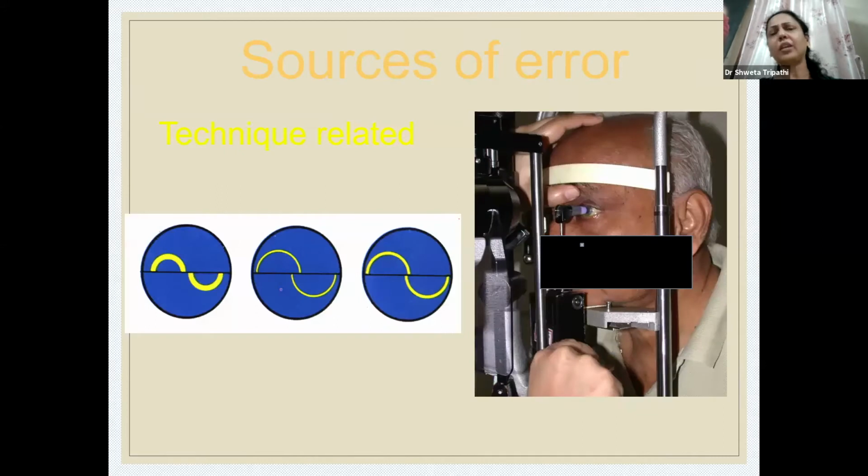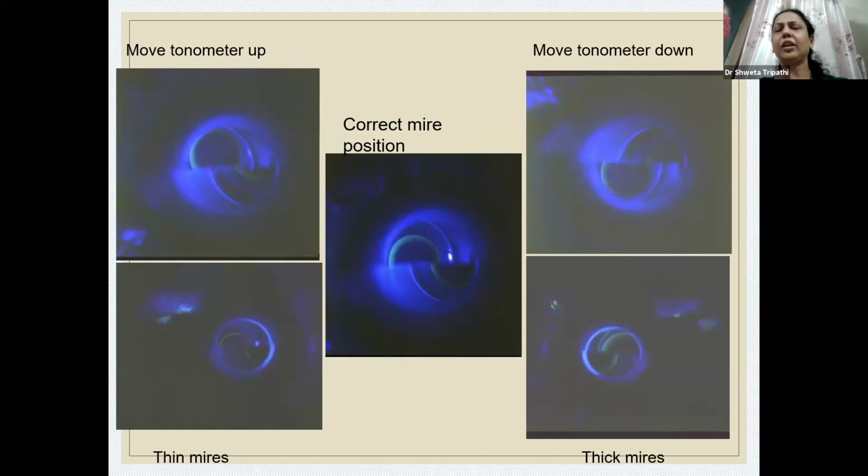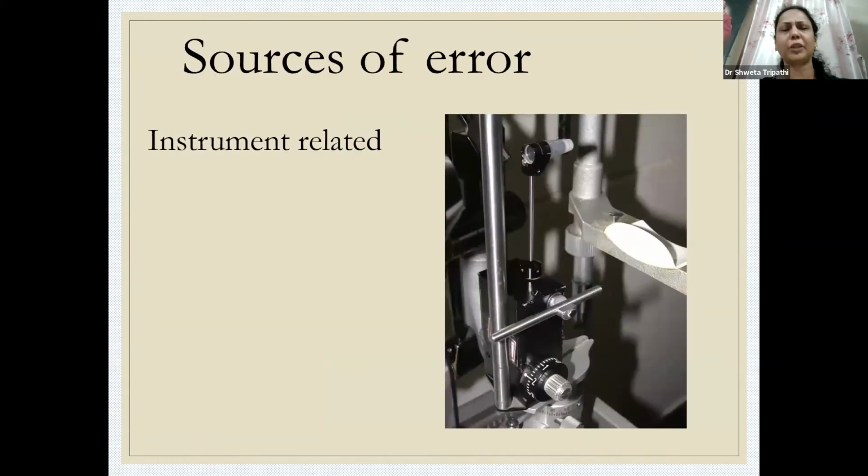And again, coming back to the sources of error, if they are technique related, we should not be pushing too much. The mires should be exactly the semicircles that we get. They should be of exact size. Suppose in the left top picture, if the upper mire is of a bigger size, we need to move the tonometer up. Similarly, we need to move the tonometer down. The centermost portion again is the exact and accurate mire. This is how the mires should be once we are recording the intraocular pressure.